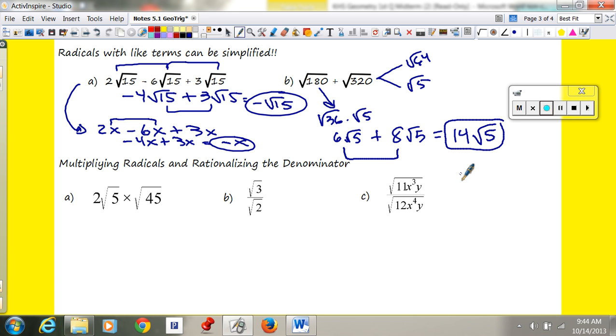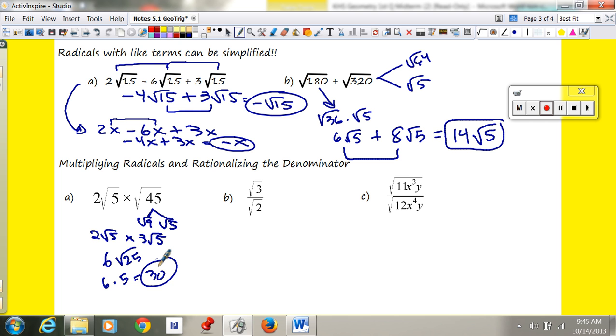Multiplying radicals. Let's take a look at this one right here. 2 radical 5 is already reduced. Radical 45 is not. You could actually break that into radical 9 times radical 5. So I'm going to get 2 radical 5 times 3 radical 5. How do I multiply those two together? 2 radical 5 times 3 radical 5. You've got 2 times 3, which is going to give me 6. And what's radical 5 times radical 5? Radical 25. But we don't want radical 25. So it's just going to be 6 times 5, which is 30.